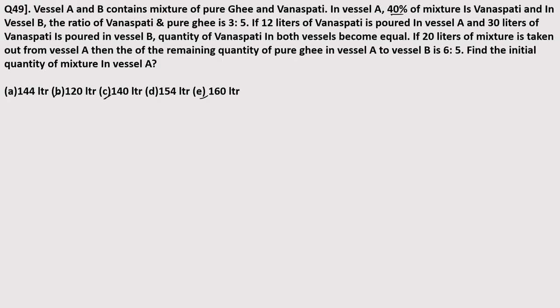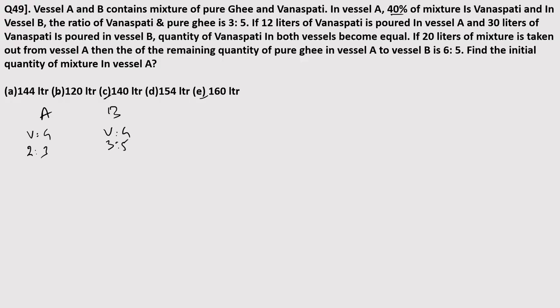Vessel A and vessel B contain a mixture of pure ghee and vanaspati respectively. You have to add "respectively" here. In vessel A, 40% of the mixture is vanaspati and the rest is ghee. Let me write here: this is vessel A, this is vessel B. Vanaspati is to ghee, here also vanaspati is to ghee. Here the ratio is 40% vanaspati, meaning 60% has to be ghee, so the ratio has to be 2 is to 3. Here the ratio is already given: this is 3 is to 5.